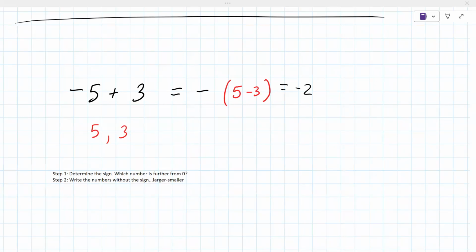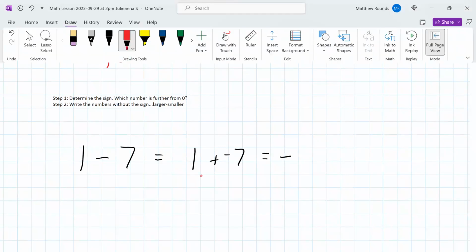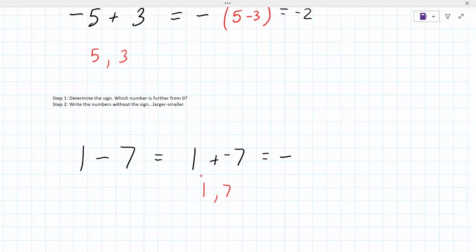You have this down? Yeah. Okay, so let's try the type that you've been struggling with. 1 minus 7. You should immediately change this to 1 plus -7. So the one that's further from 0 is -7. Yes. Do them without the sign. So you say 1 subtract 7. Well, it's the larger subtract the smaller. So which is larger, 1 or 7? 7 is larger, the 1 is smaller. Then 7 subtract 1 is 6. So the answer is -6.